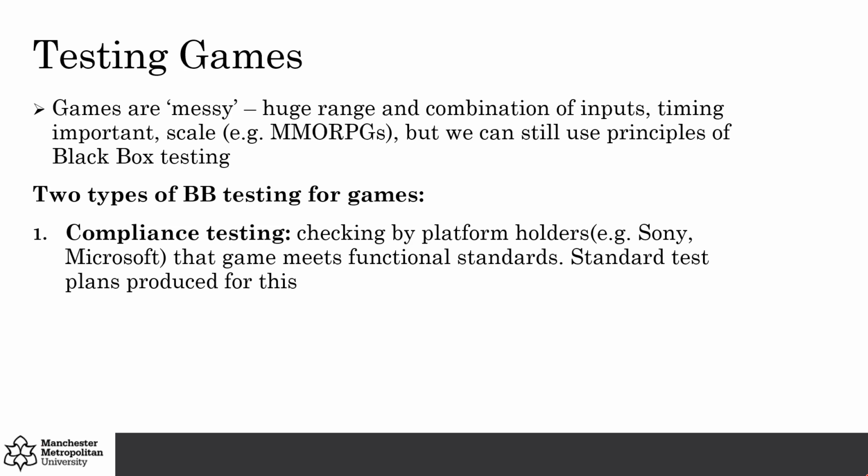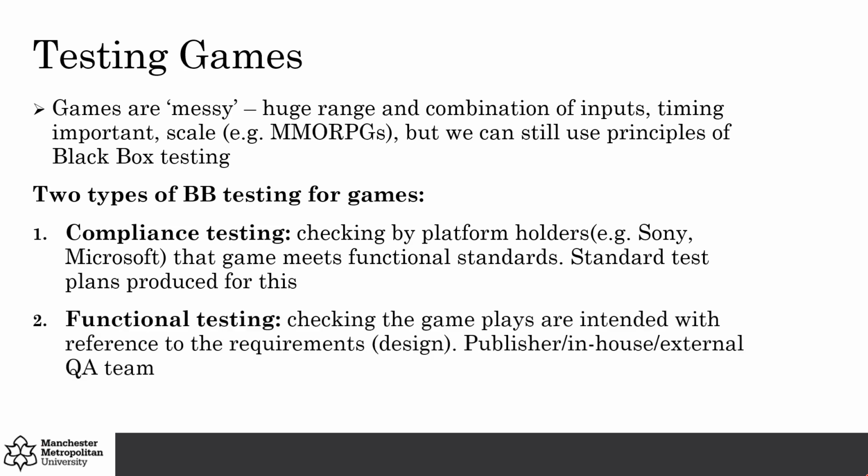The second type is functional testing, which is where we're checking to see if the game plays as intended, usually with reference to the requirements, which is the design. Typically that's performed by the publisher of the game. It could be in-house, it could be external, it could be a dedicated QA team. When I say QA, that's quality assurance. If it's a big company, they'll usually do that in-house. So Blizzard, the company that makes World of Warcraft, will have an in-house team testing that it meets the functional requirements, and then they may do some extended testing after that, which is beta testing.